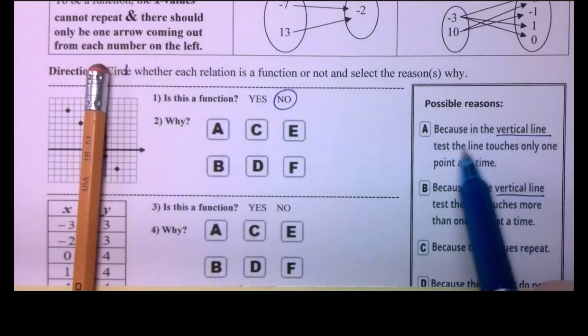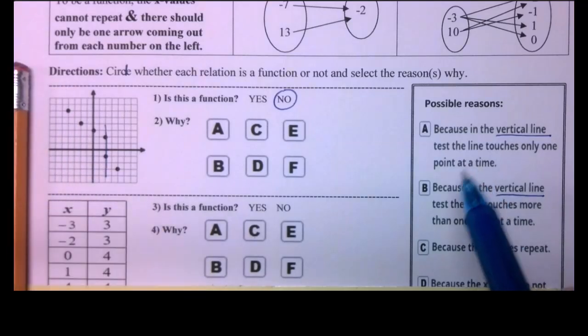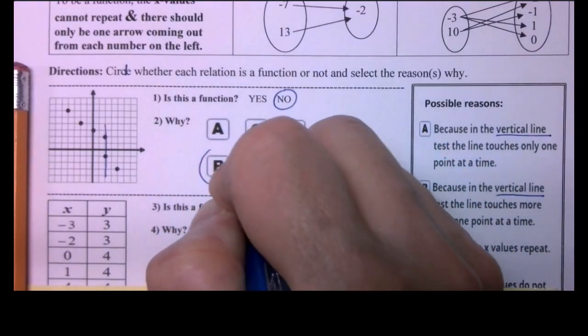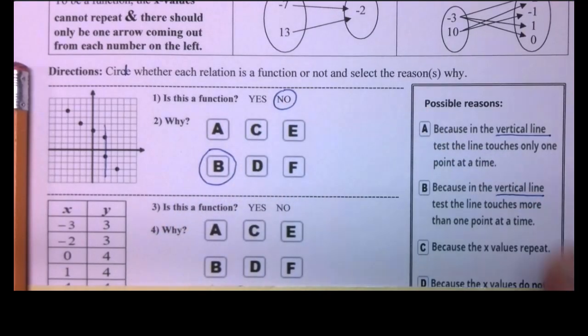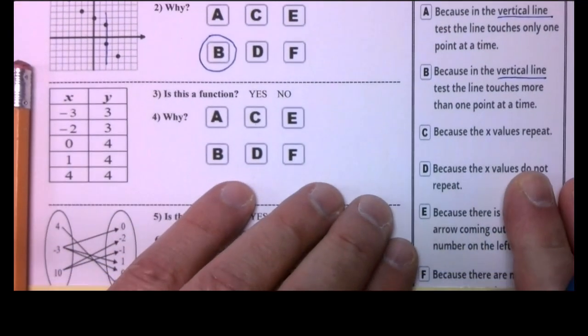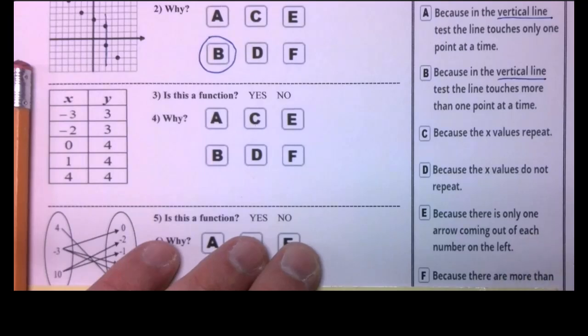Because in the vertical line test, the line touches only 1 point, well, that didn't happen. We touched 2 points. Because in the vertical line test, the line touches more than 1 point at a time, so that's the justification that applies to this problem. Okay, and there are other justifications here that you can use to do that.